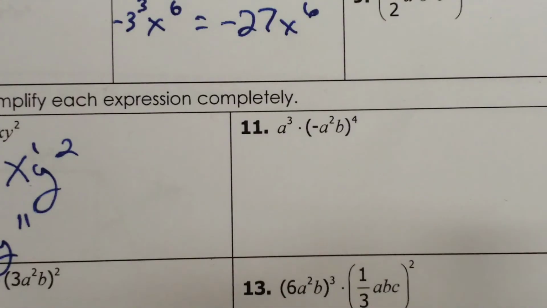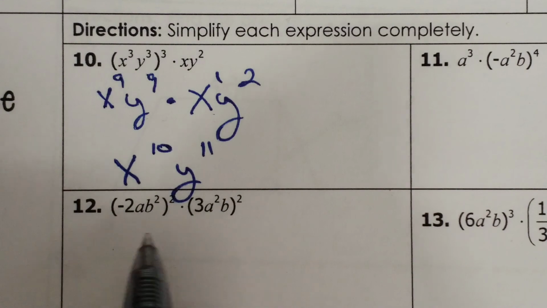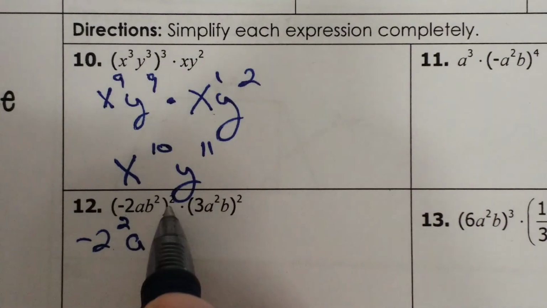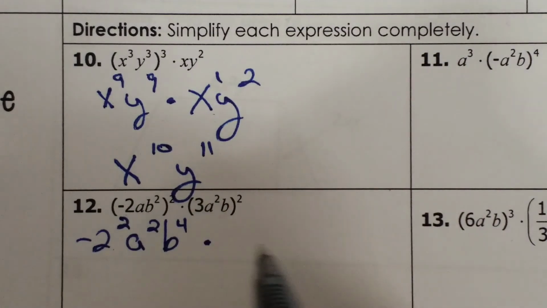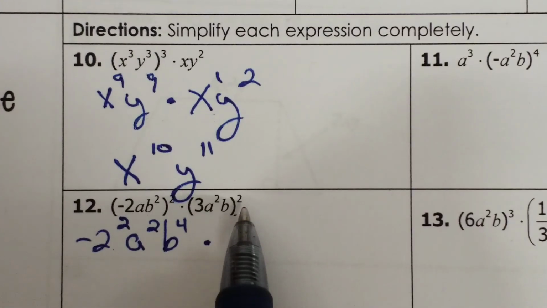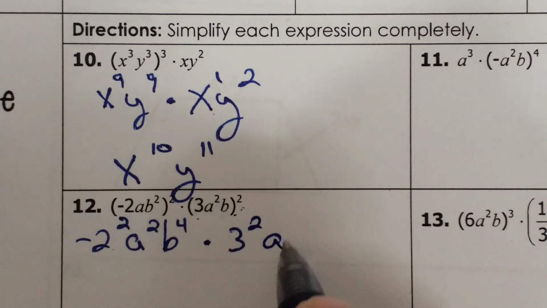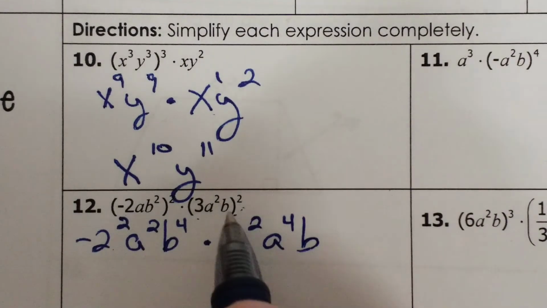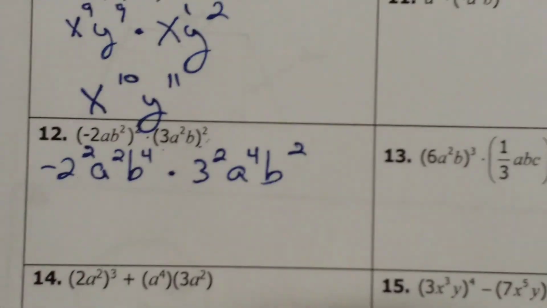So let's look at number 12. That's a 2. So I need -2, this -2, the coefficient, to the second power, a to the second power, b to the 2 times 2 is 4, times, oh, we got another one over here. So I've got this 2. So I need to take the 3 to the second power, a to the fourth, 2 times 2, and b to the 1 times 2 is 2, using the power rule.